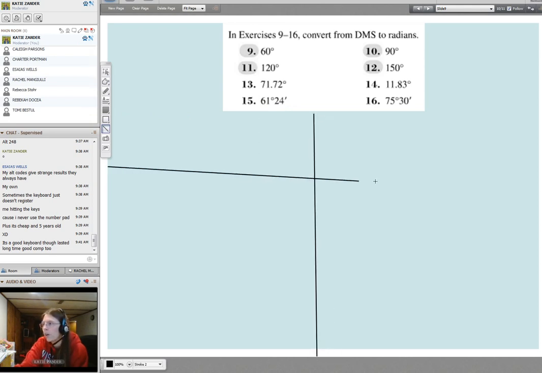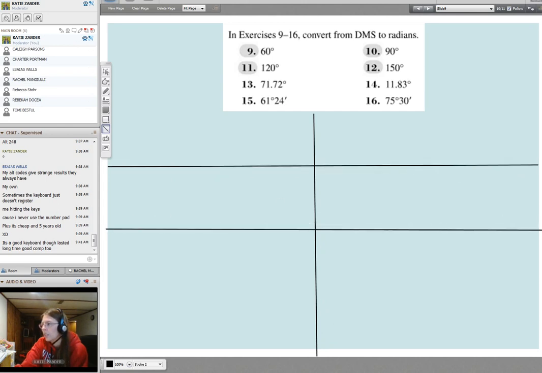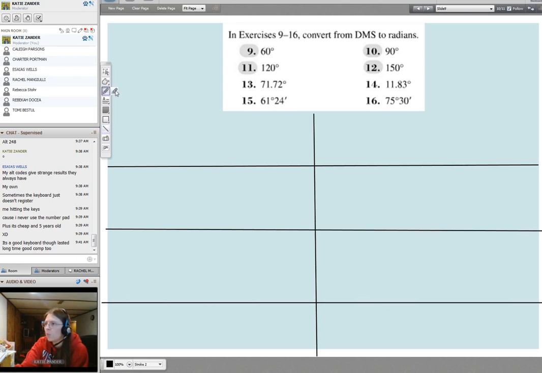Let's split the board up into 8 different parts here. When you have an answer, go ahead and put it in the space provided.